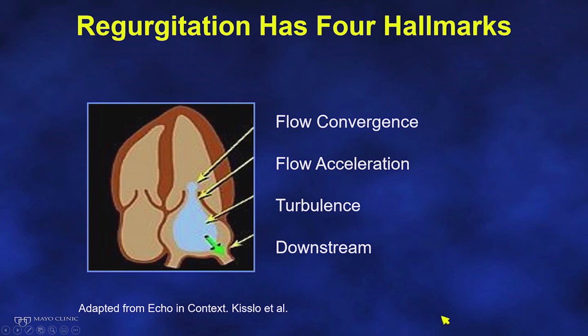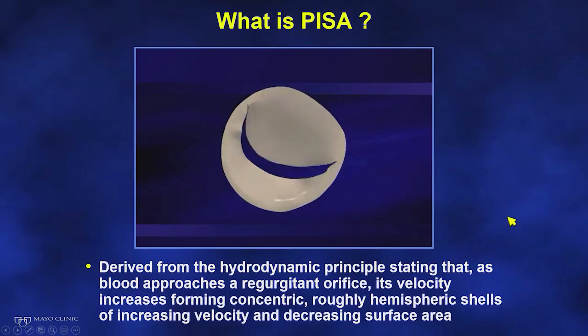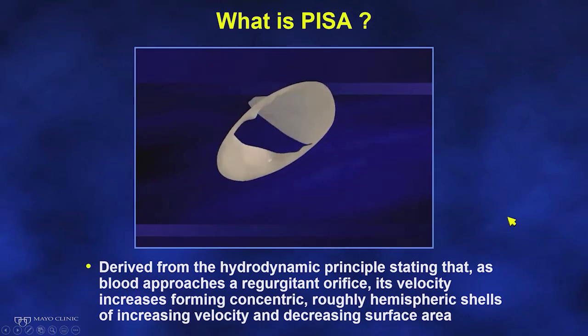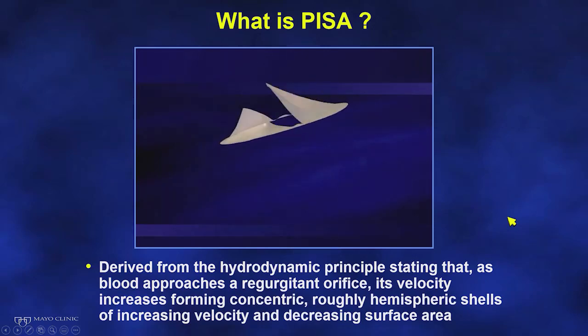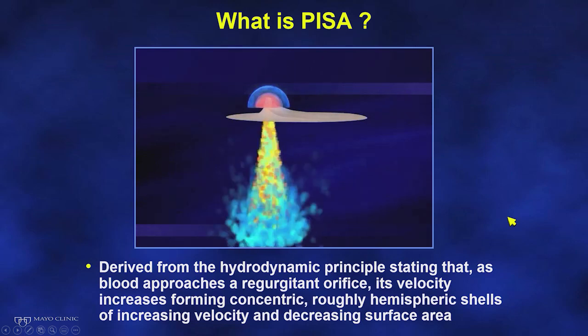So let's move on now to what I think is probably one of the best ways to quantify mitral regurgitation, and that's the flow convergence method, or PISA. Well, what is PISA? It's derived from the hydrodynamic principle stating that as blood approaches a regurgitant orifice, its velocity increases, forming concentric, roughly hemispheric shells of increasing velocity and decreasing surface area.